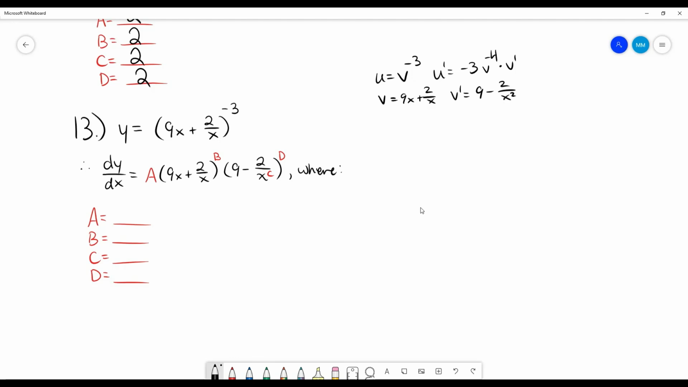minus 2 over x squared, which means that our dy dx is going to be, let's see, we get negative 3 times our inside to the negative 4th power, right? And then times the derivative of our inside, which is this over here. And that's exactly the same terms as they have it. So our a is negative 3, b is negative 4, c is a 2, and our d will be to the 1st power, so that's a 1.